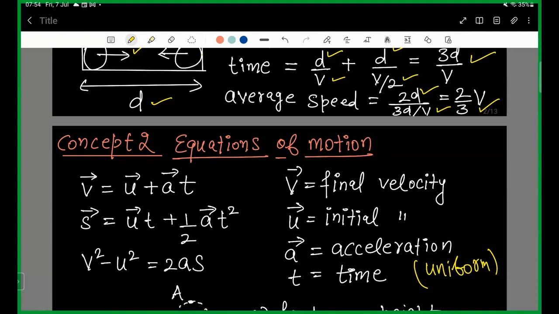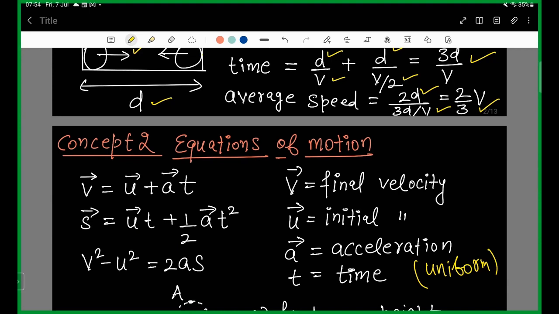One is v equals u plus at. Another is s equals ut plus half at square. And the third is v square minus u square equals 2as. What is v here? v is the final velocity. Let's say your object starts moving and ultimately it reaches some velocity. Whatever is the final velocity is known as v. Whatever is your initial velocity is known as u.